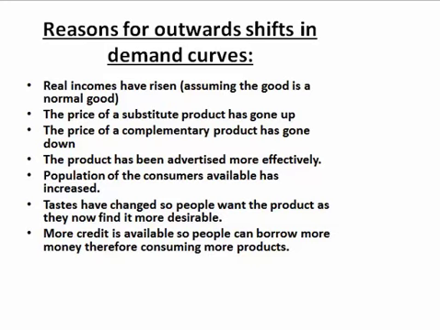By outwards, in the same way that we were talking about production possibility frontiers, it would be to the right, as we normally describe the axes, both the vertical and the horizontal. The product is now being advertised more effectively. The population of the consumers available has increased. The tastes have changed, so people want the product as they find it now more desirable. More credit is available, so people can borrow more money, therefore consuming more products.